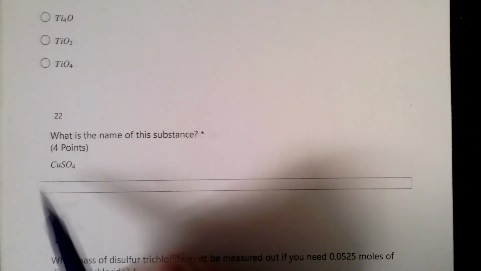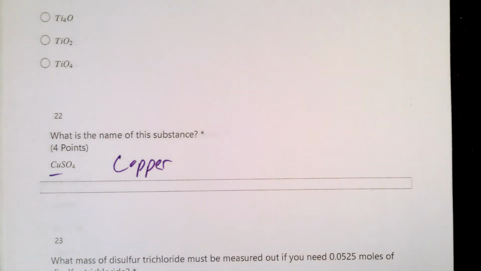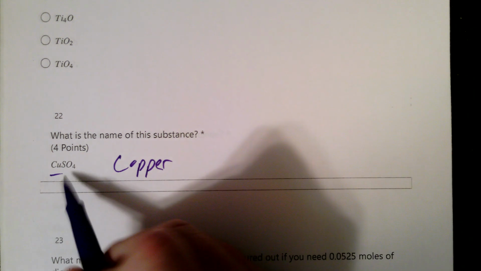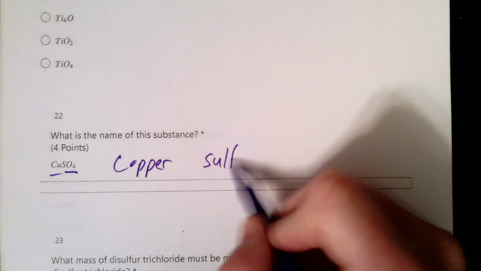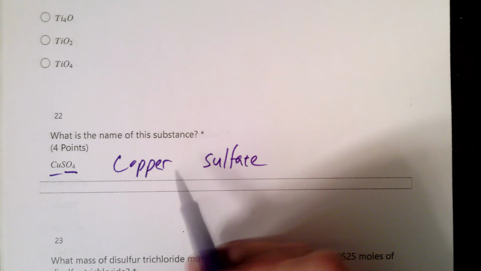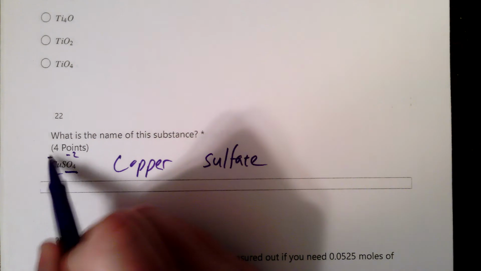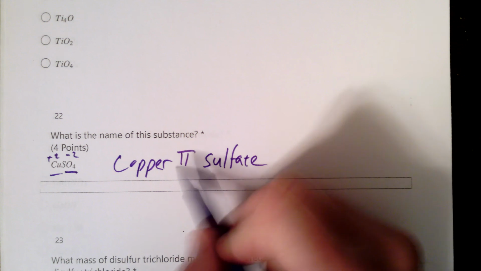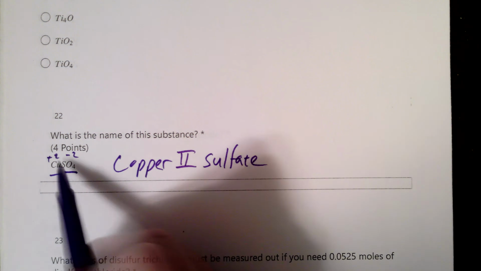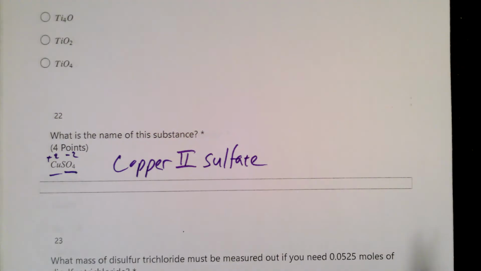What's the name of this substance? Here's our old friend, copper again. And by now, we've got to know that copper is one of those ones that has to have a Roman numeral. Well, this second thing here is the sulfate ion. So is this copper 1 or copper 2? I know sulfate's a -2. That means in this case, to have been reduced, this must have been the copper 2.